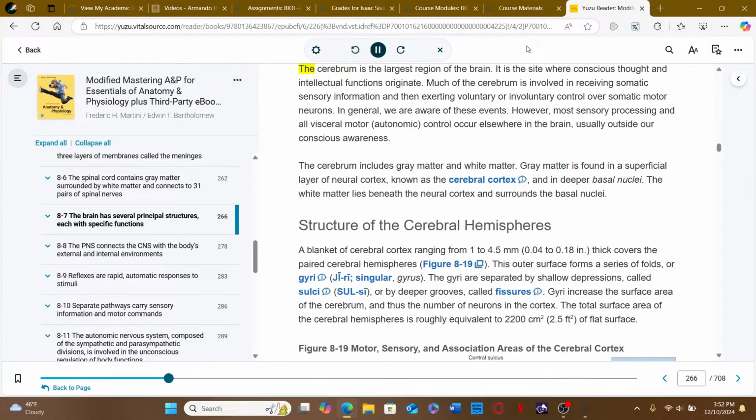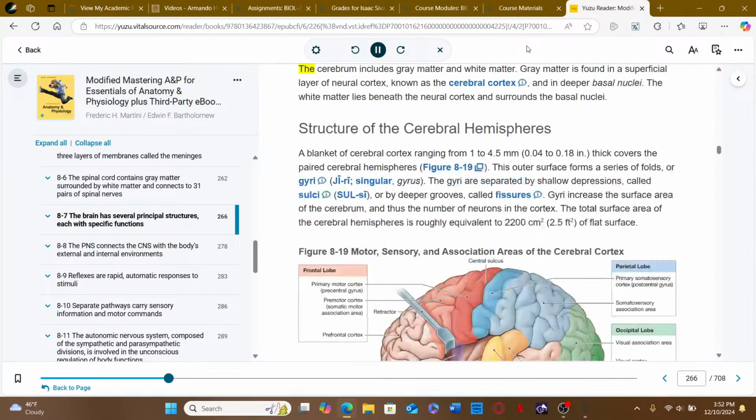The cerebrum. The cerebrum is the largest region of the brain. It is the site where conscious thought and intellectual functions originate. Much of the cerebrum is involved in receiving somatic sensory information and then exerting voluntary or involuntary control over somatic motor neurons. In general, we are aware of these events. However, most sensory processing and all visceral motor, autonomic, control occur elsewhere in the brain, usually outside our conscious awareness.